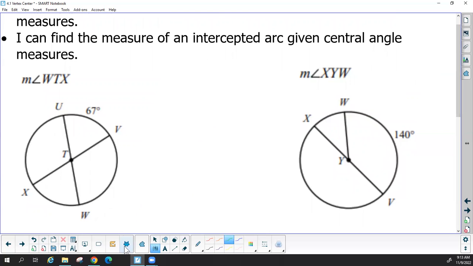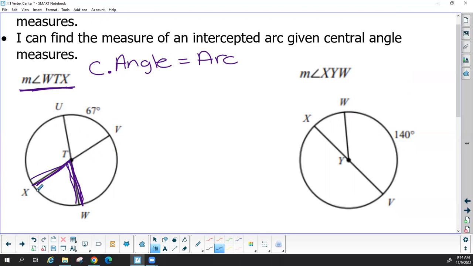So now that we know how to name these things, we need to know the relationship that exists between them. Central angles: if I measure a central angle in degrees, it's going to be the same degree measure as the arc it intercepts. So I would say the angle is equal to the arc. I might put a C there for central angle. So I want to know the measure of my angle WTX. That's this angle.